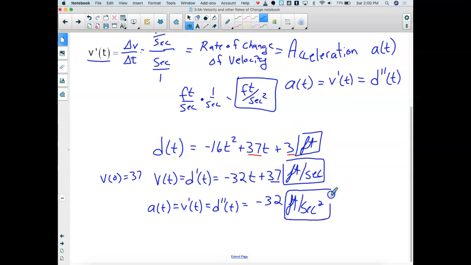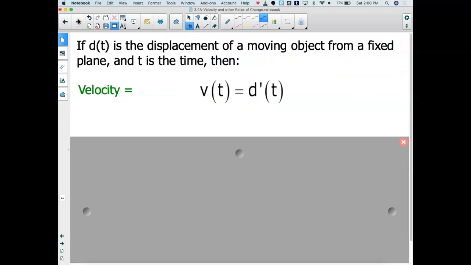I got to keep my units in mind all the time with which function I'm working with. Negative 32 feet per second. Well, for all of you guys in physics, yeah, that's the acceleration due to gravity. Okay, we're almost done. Hopefully you're not too confused and scrambled.